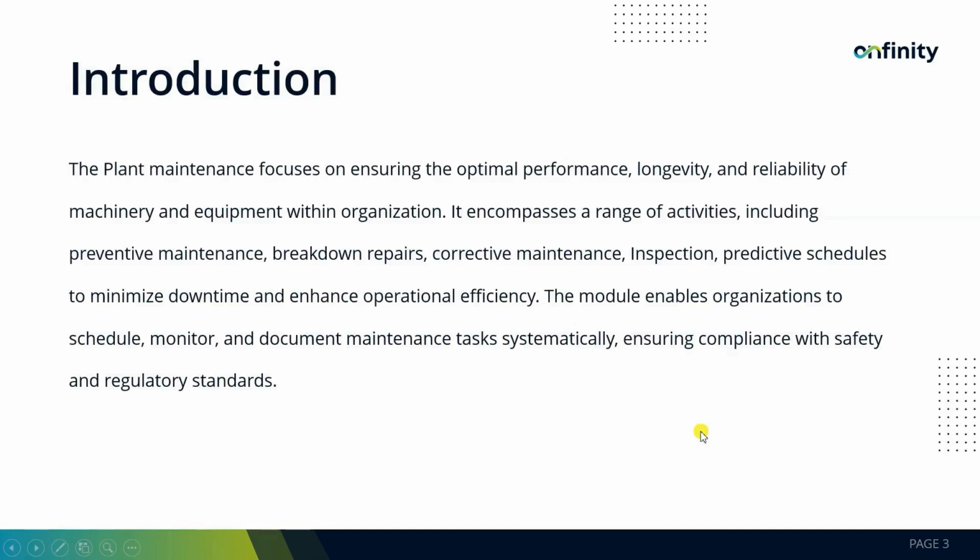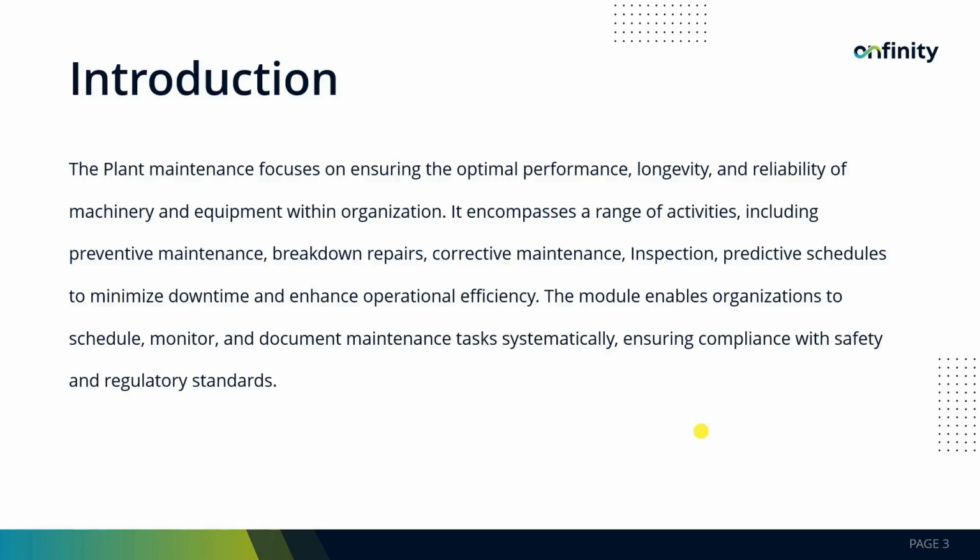Plant and maintenance is the process of keeping machinery and equipment in good working condition to ensure optimal performance, longevity, and reliability of the equipment. It involves various types of activities. They are preventive maintenance, which includes regular checks to avoid potential problems, breakdown repairs, which involve fixing equipment when it is unexpectedly down, corrective maintenance, which involves resolving minor issues before they become serious, routine inspection, to ensure everything is working as it should, and predictive maintenance. These tasks help to reduce downtime and improve efficiency to save costs.